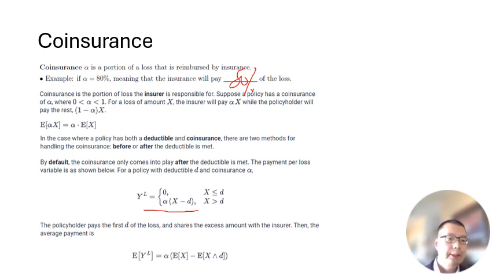The policyholder pays the first D of the loss and shares the excess amount with the insurer. Then the average payment, the expected YL, will be alpha times the expected X minus the expected X capped at D. This is generally how we are going to calculate the coinsurance.